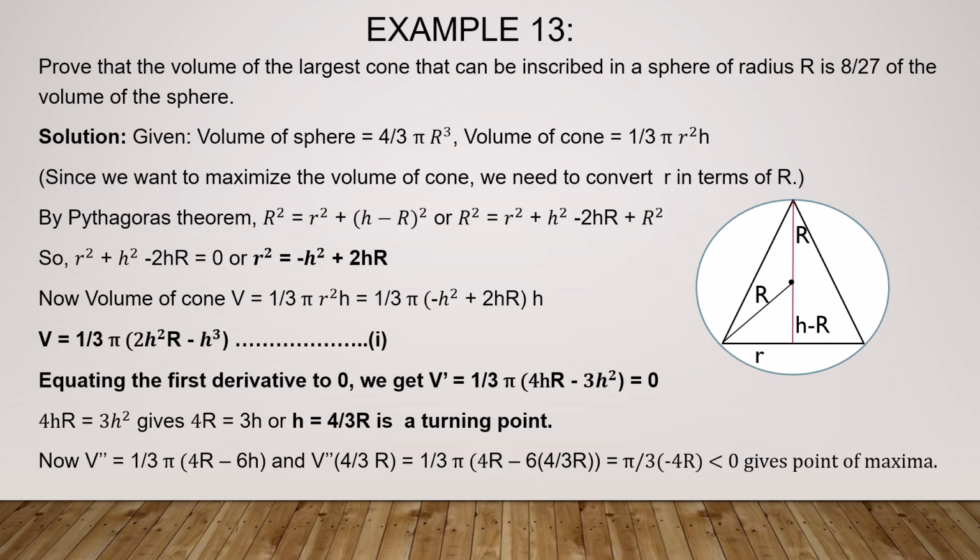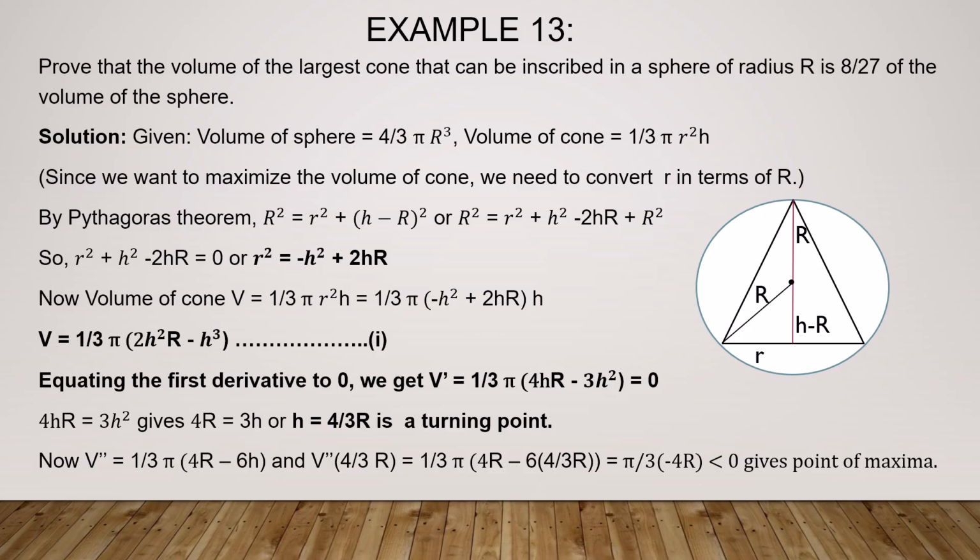See, I am keeping it in terms of R and h only so that the formula is very clear to you. Now volume of cone is 1 upon 3 pi r square h. In that, for small r square you put the equation we have just obtained, minus h square plus 2h capital R. So first equation, volume is equal to 1 upon 3 pi into 2h square capital R minus h cube.